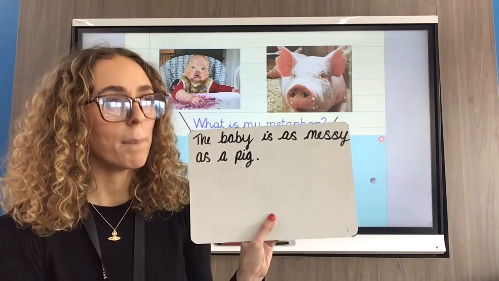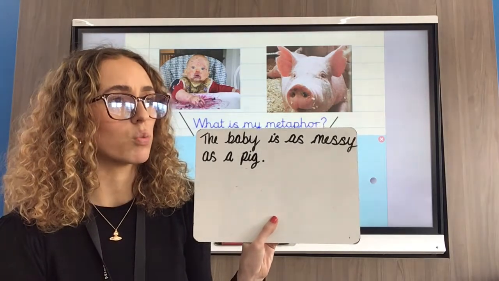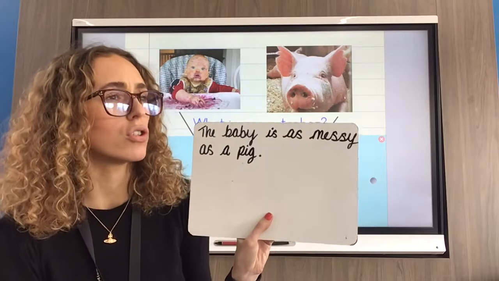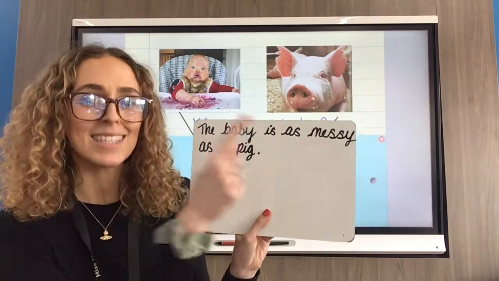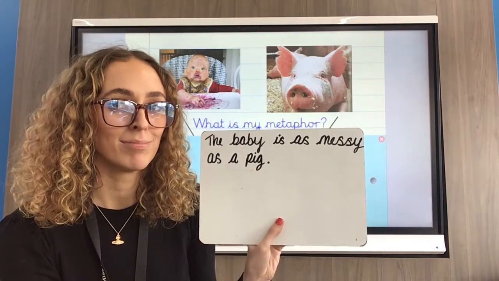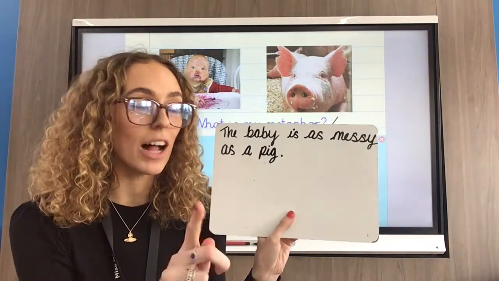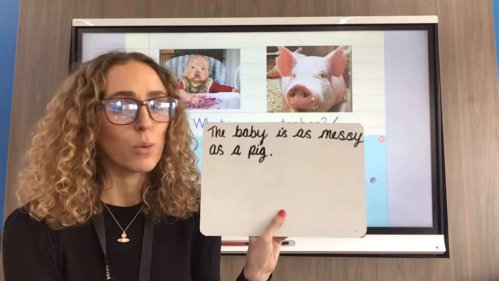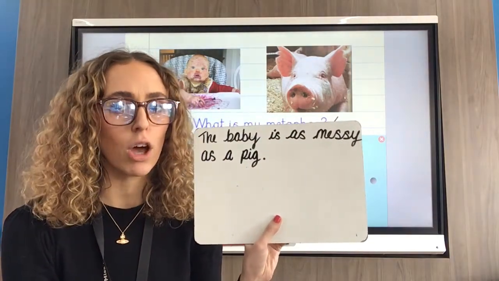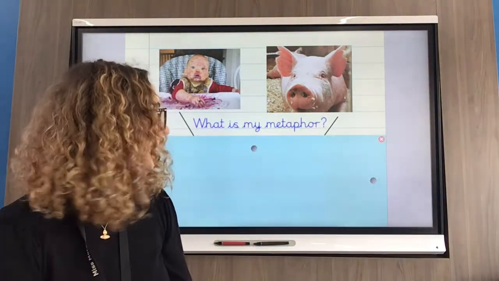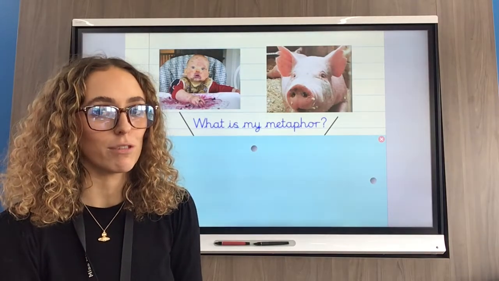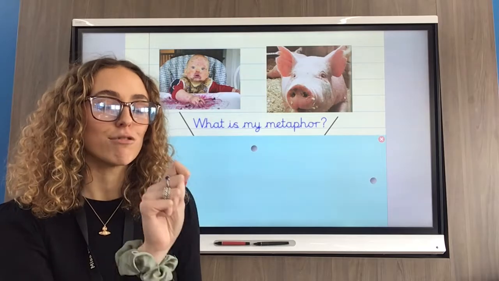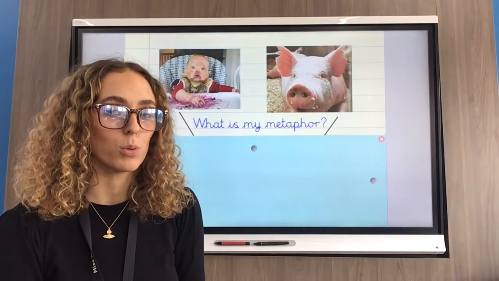Okay, the baby, yes, I've used one item. The pig, yes, I've used another. And I've used is. Okay, but what sentence type is this, year 3? It is a simile. Well done if you spotted that. So we're not writing similes today. No, we are writing metaphors, okay? So we've got a baby and a pig. What is my metaphor? So pause the video now and write it on your whiteboard.